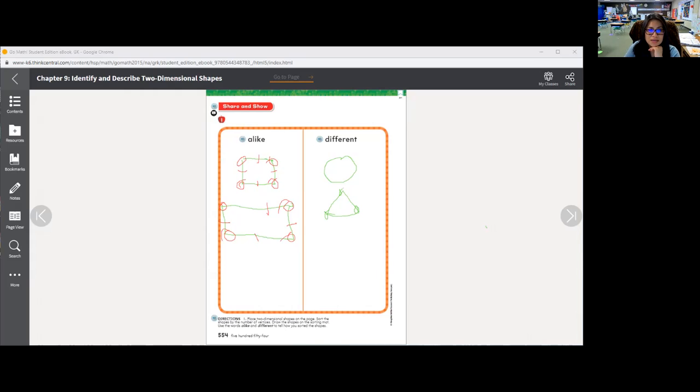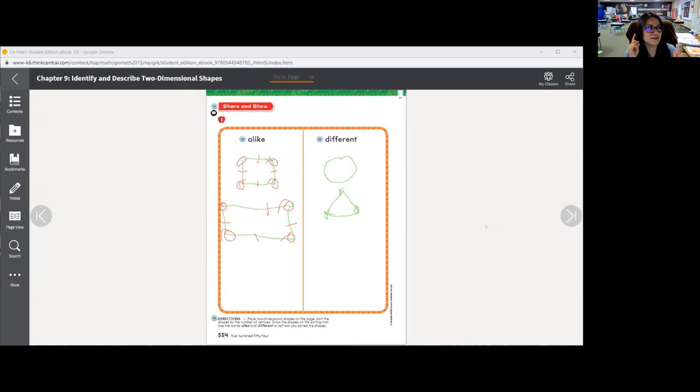Anybody else can tell me another shape? If you know it, please let me know. If you know it and you come to class, I'm going to give you a little treat. And if you don't come to class, I'll send it to you in your packet. What's another shape that is different? We just learned it yesterday.